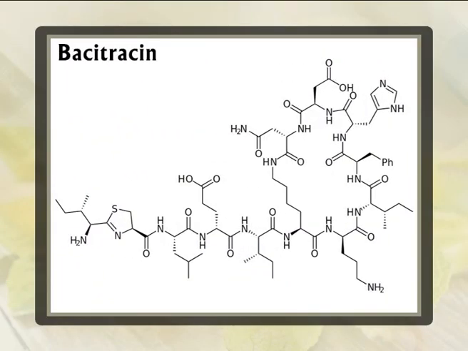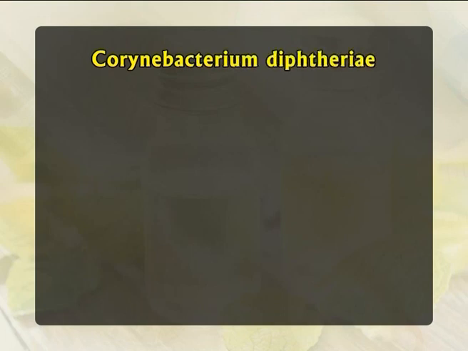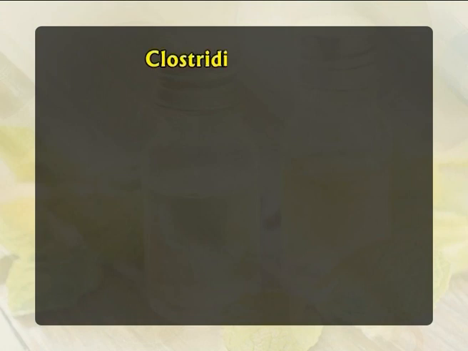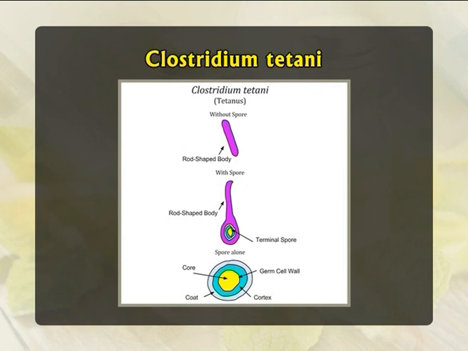Bacitracin, an antibiotic peptide derived from Bacillus subtilis, is commonly used as a topical drug. It has wide spectrum antibiotic activity against gram-positive and gram-negative bacteria. Common toxins from the bacterial world are exotoxins. Some examples are Corynebacterium diphtheriae. Exotoxin inhibits protein synthesis and causes cell death, causes diphtheria. Clostridium tetani. Exotoxin blocks action of neurons on spinal cord, causes tetanus.